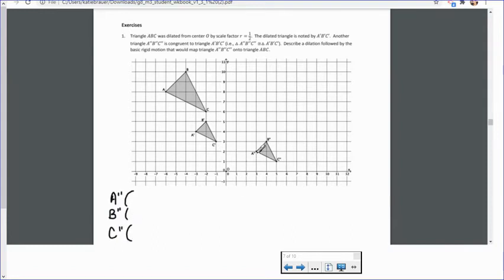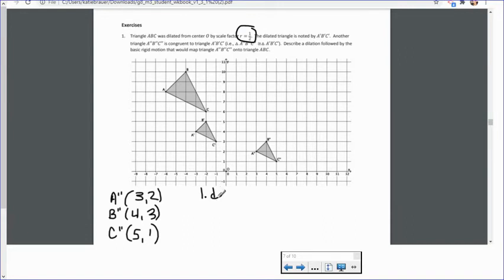So to get to A double prime, you have to go over 3, up 2, over 4, up 3 to get to B, over 5, up 1 to get to C. So what we want to do is we want to get it to be the same size as the original. So our first step is we're going to do the reciprocal of our scale factor, which is right up here.